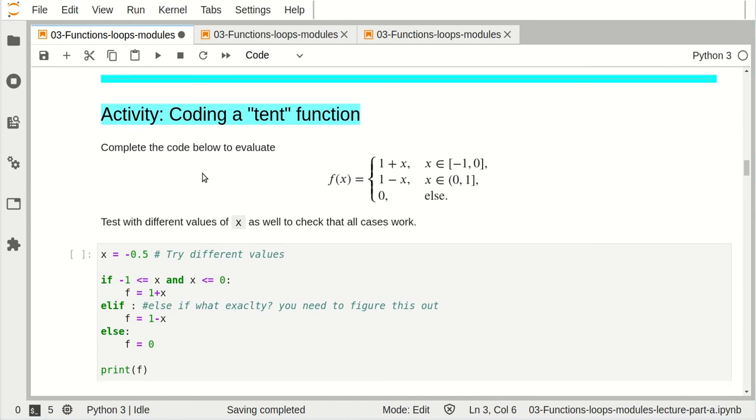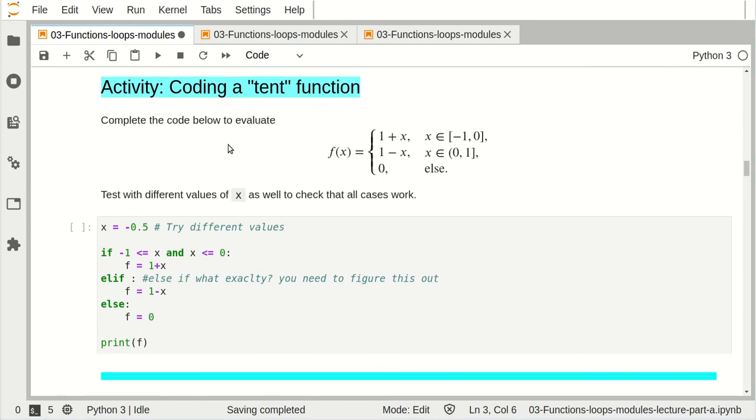The second activity is to code a tent function. You're supposed to complete the code below to evaluate the function f of x equals 1 plus x when x is between -1 and 0.